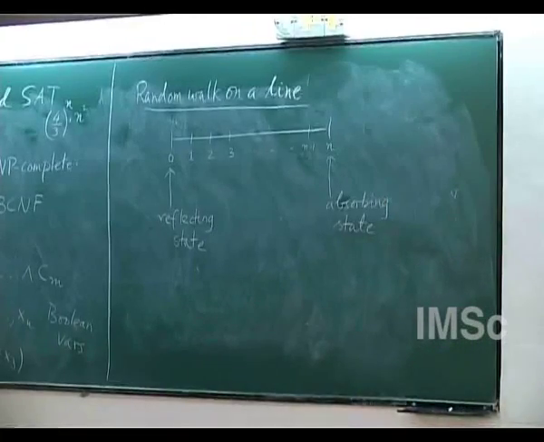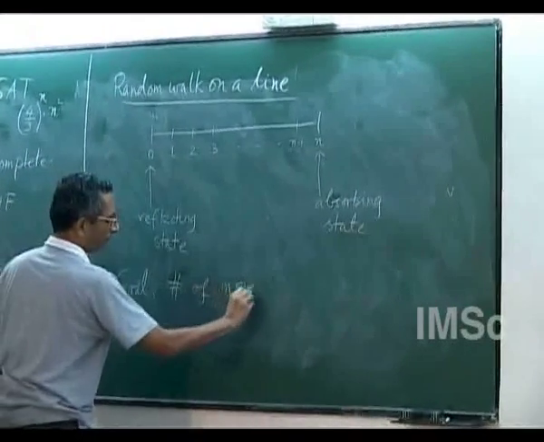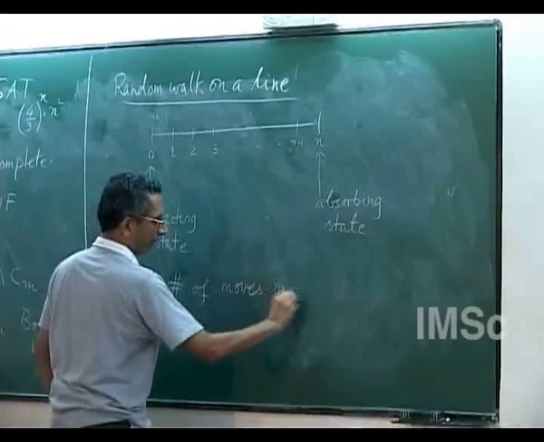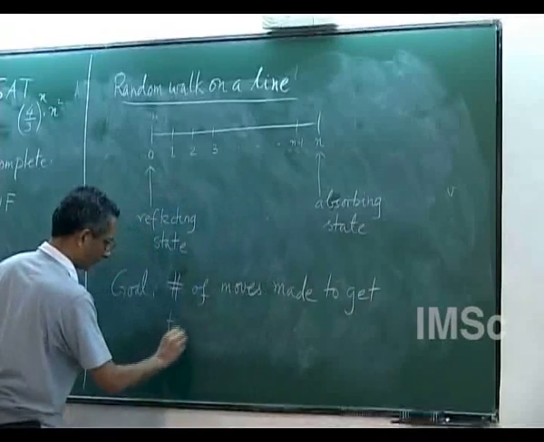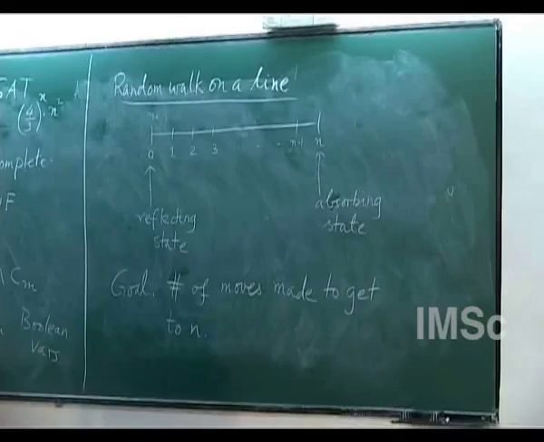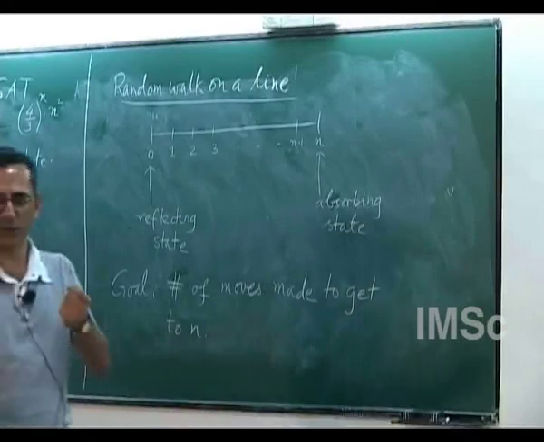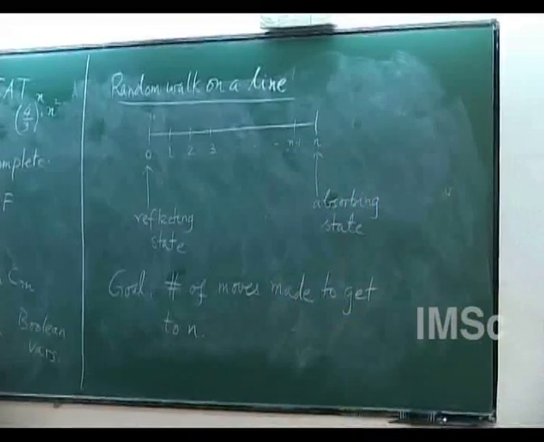You want to figure out the probability that he's ruined or whatever. So here, in this random walk, our goal is to figure out the number of moves made to get to n. The number of moves is going to be a random variable. So I am interested in the expected number of moves, the average number of moves.